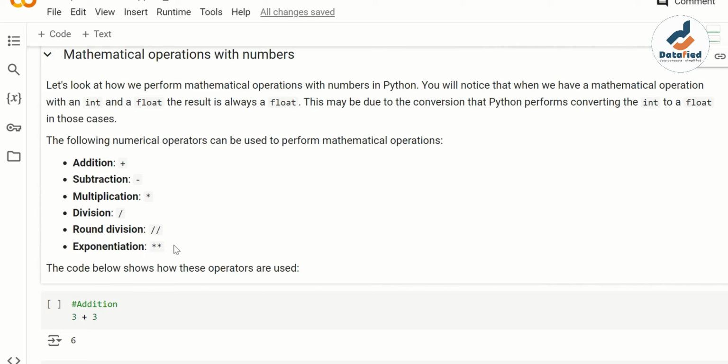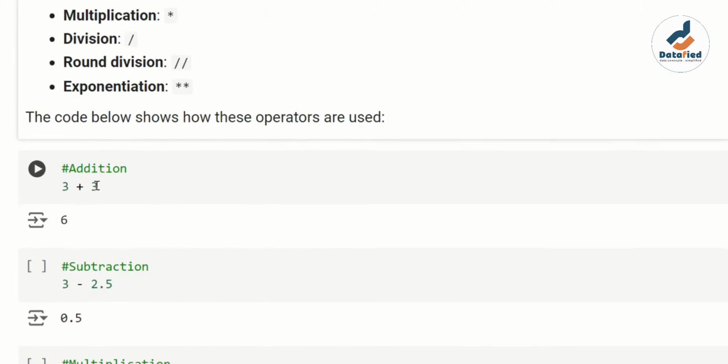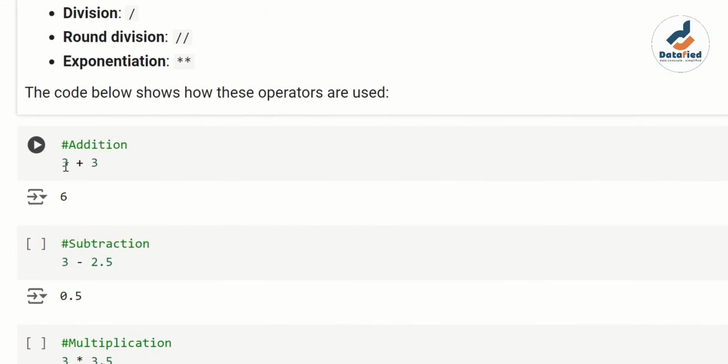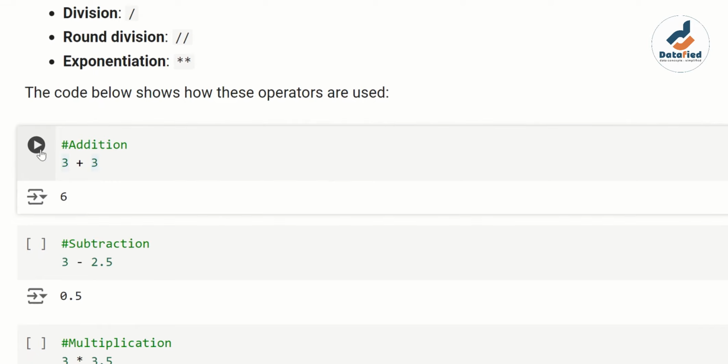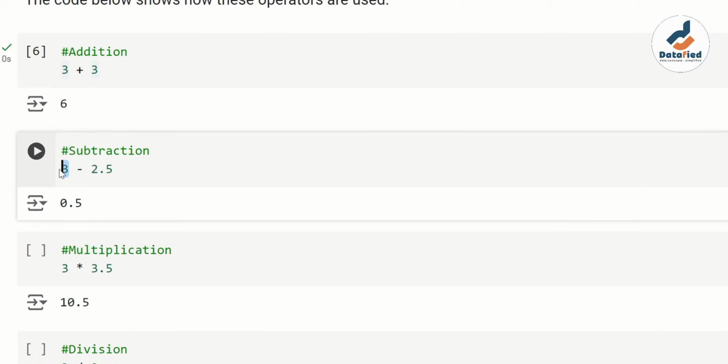Okay, so let's see how to actually perform these operations in Python. To add two numbers, say 3 plus 3, just as seen on my screen, go ahead and input the numbers with the plus sign in between. Once you run this cell, it gives you the output 6, right? Also very easy. Subtraction, I can subtract a float number from an integer, and the result will be a floating number 0.5. So 3 minus 2.5 is 0.5.